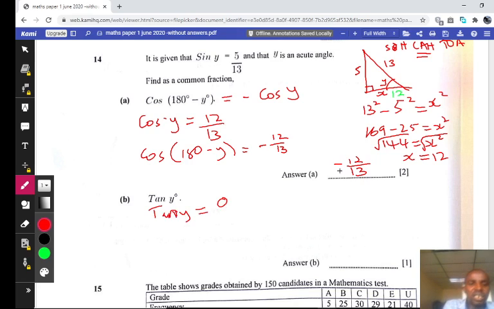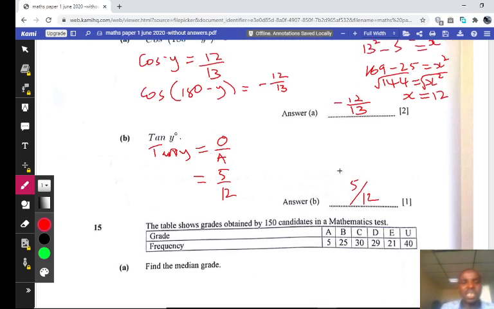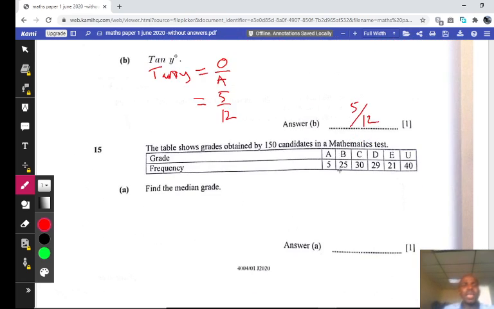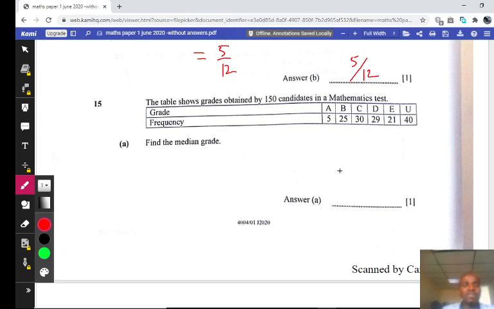Opposite over adjacent, which equals opposite on this small triangle is 5, adjacent is 12, which is 5 over 12. 5 over 12. This will be your final answer. Then you are done. Next part, question number 15.